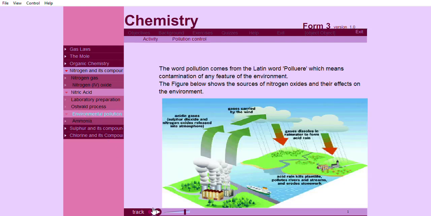The word pollution comes from the Latin word polluere, which means contamination of any feature of the environment. The figure below shows the sources of nitrogen oxides and their effects on the environment.